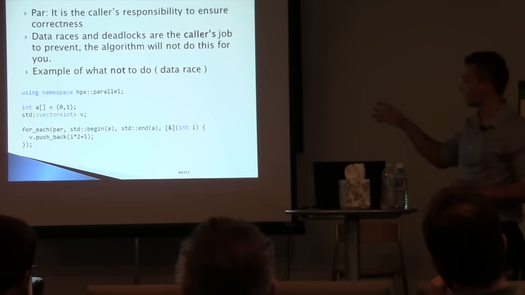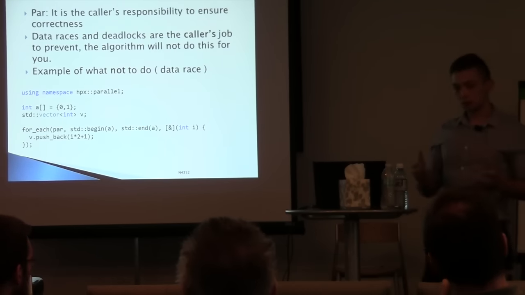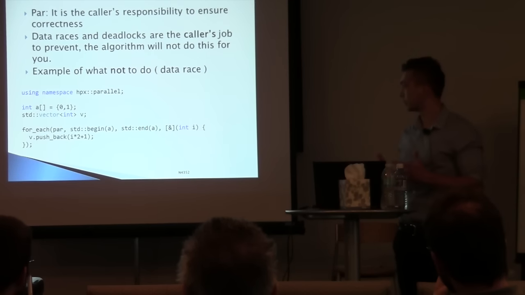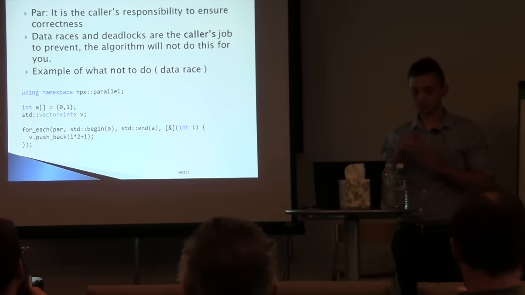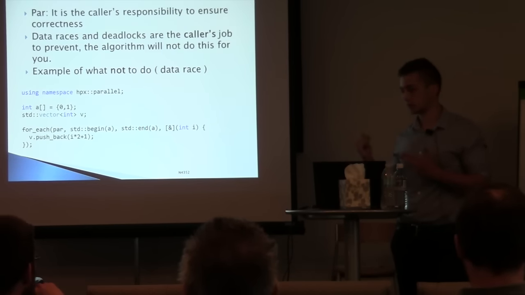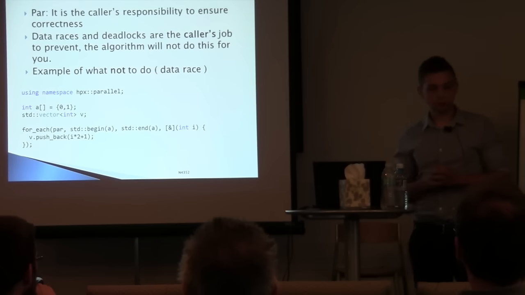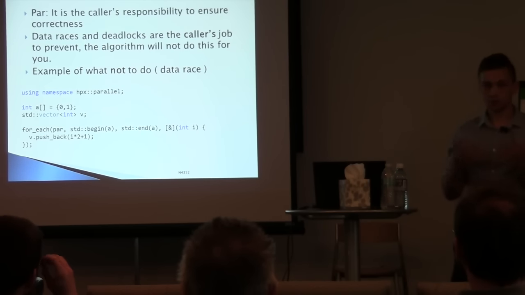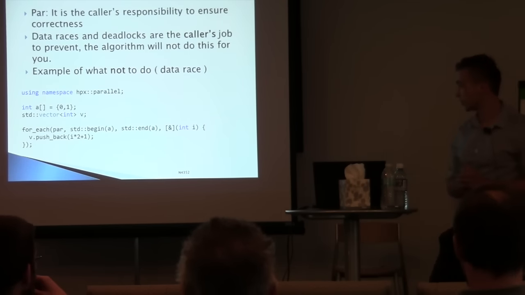Some things to note about the par tag is that it's the caller's job to ensure data correctness. So data races and deadlocks are not the algorithm's job to detect and find. It's as if you were writing your own parallel algorithm. If you have bad code, your code's still going to crash. It's still going to have undefined behavior.